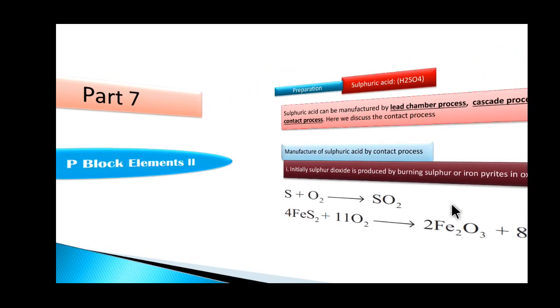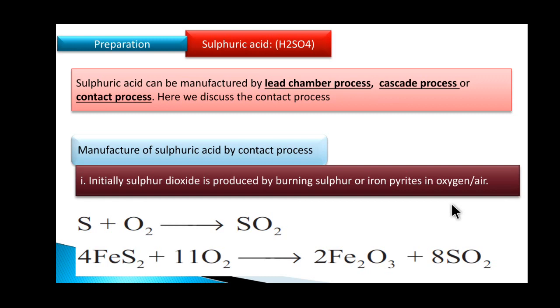So we are going to see the preparation of sulfuric acid. Sulfuric acid can be prepared by three methods: lead chamber process, cascade process and contact process. But now we are going to see the contact process method for sulfuric acid preparation.